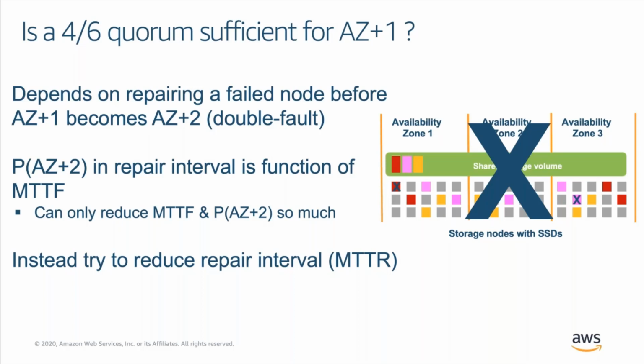And so in addition to doing everything we can to reduce that, we continually are working on reducing the MTTR interval, the mean time to repair, to reduce the probability of an AZ+2 failure. And so, we focus a lot of our efforts on ensuring that you never see an AZ+2 failure because we fix the AZ+1 failures fast enough.